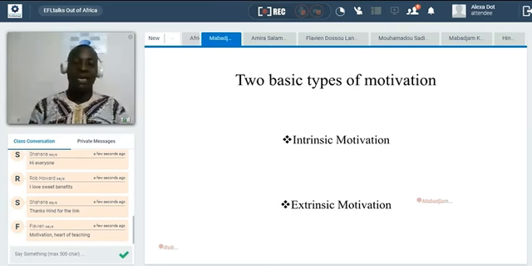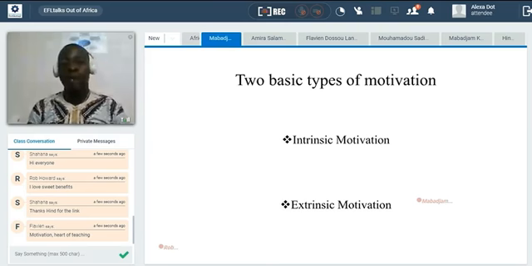He knows that, okay, I need to learn the English language because if I learn it, I'll have many opportunities, or I can come across many new people. I can communicate with various people all around the world. But the extrinsic motivation is what is coming just from outside of the learner.